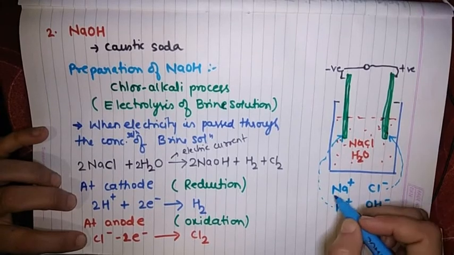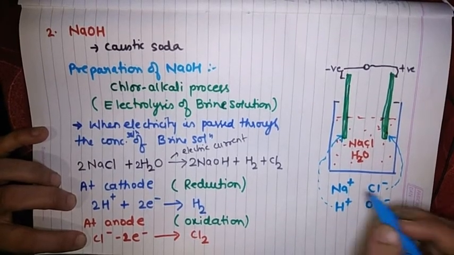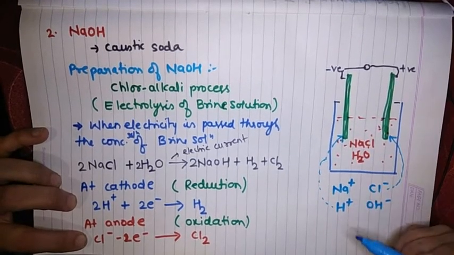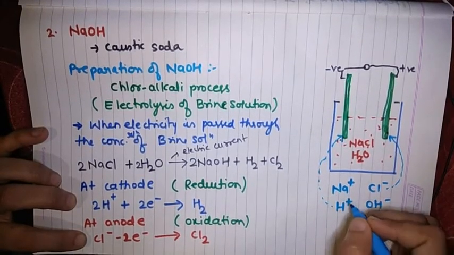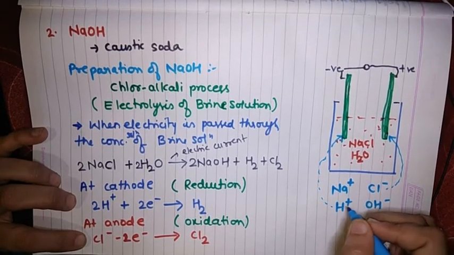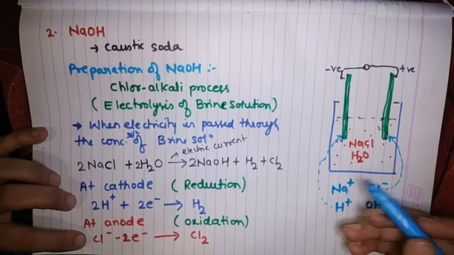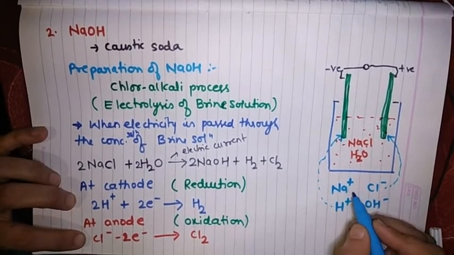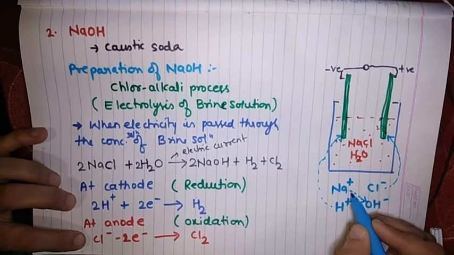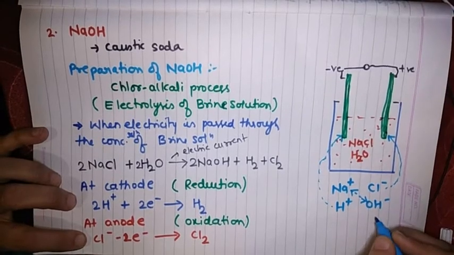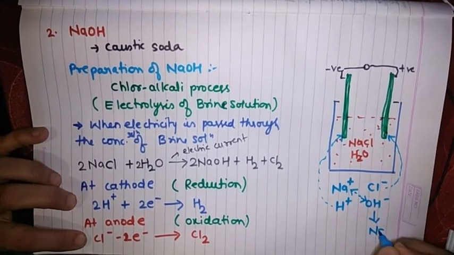Now, why is the sodium ion not getting attracted towards this negative electrode? It will be attracted, but due to the highest mobility of the hydrogen ion, it will not reach as fast as the hydrogen ion. So what it will do is attach with the hydroxide ion present in the solution only, and it will form NaOH.